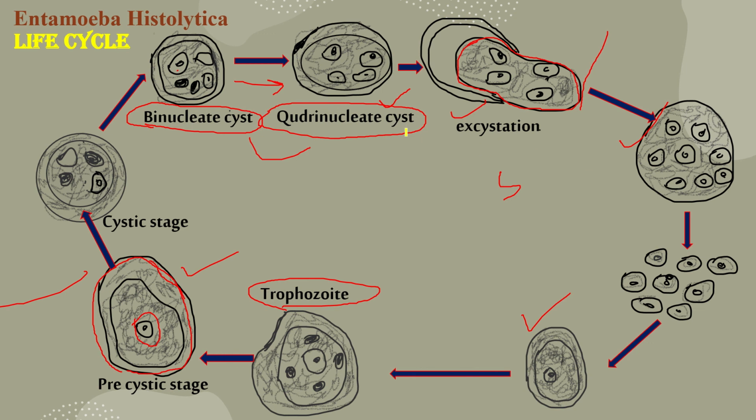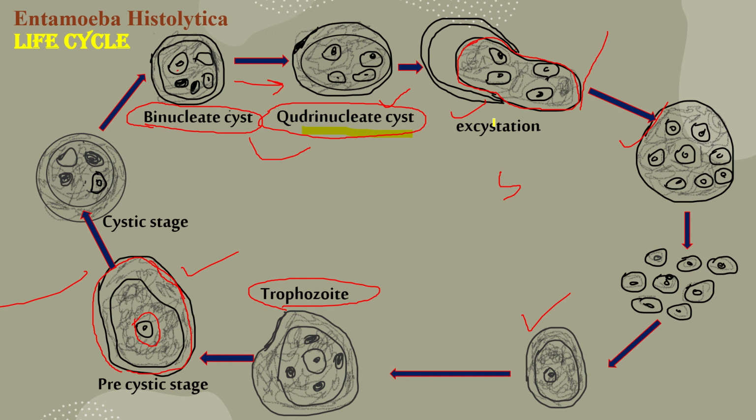cyst. Food handlers like cooks, sweet meat sellers, or hawkers can transmit such quadrinucleate cysts. And untreated human waste material can also transmit such cysts into the new host. So again, it is a common source of infection.